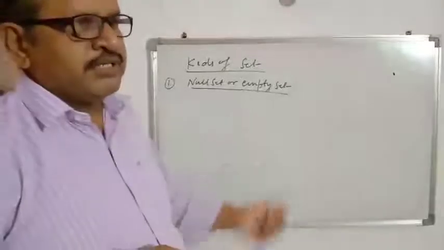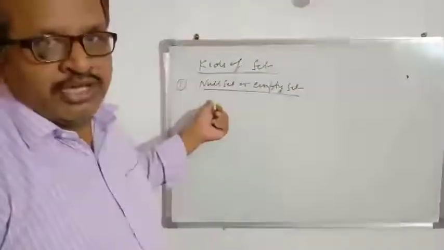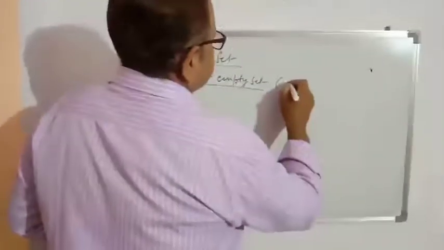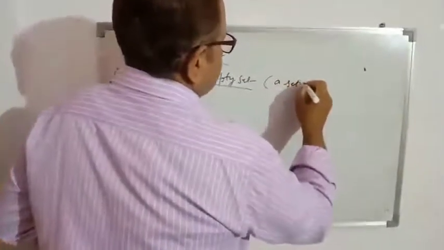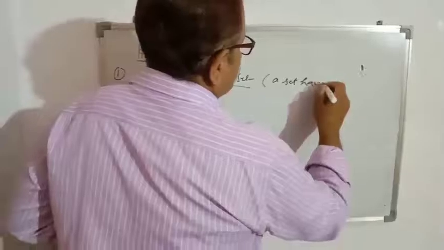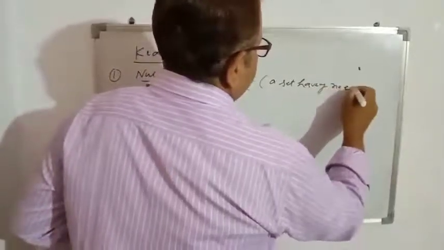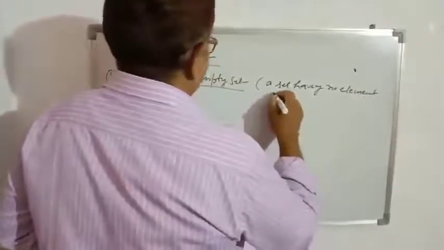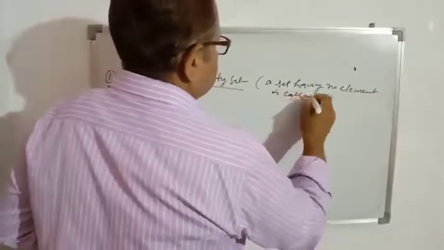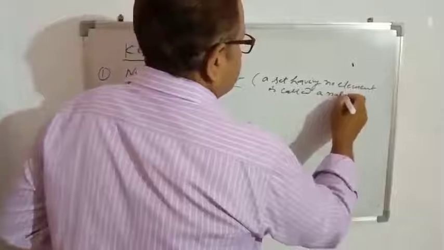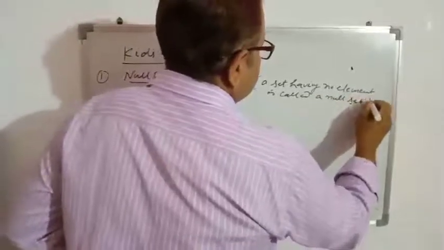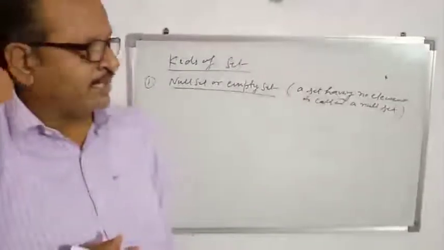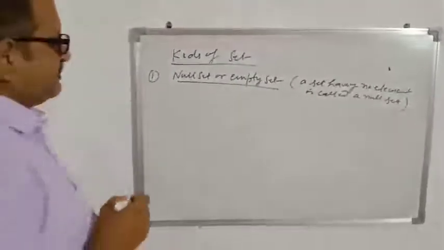What is null set or empty set? A set having no element. A set having no element is called a null set. So what is the definition of null set? A set having no element is called null set.